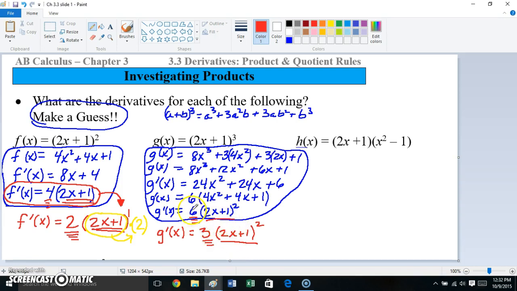How is the coefficient 6 different from 3? Well, it's differing by a factor of 2. Where did that factor of 2 come from? It's going to come from the derivative of the inside function, 2x plus 1.